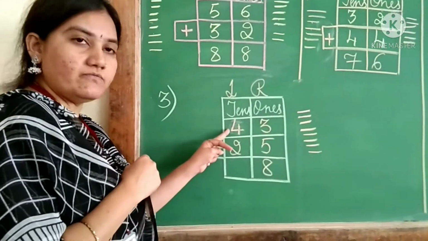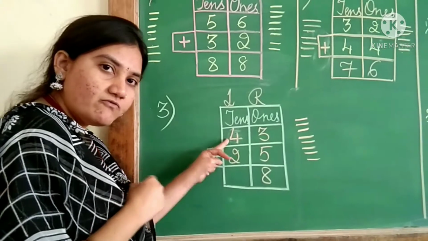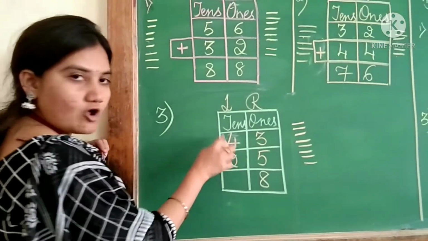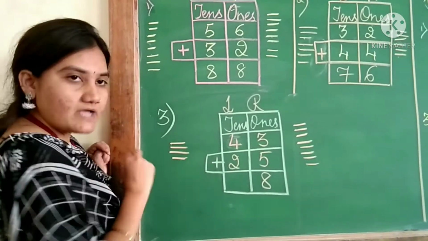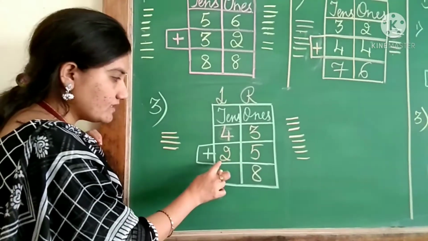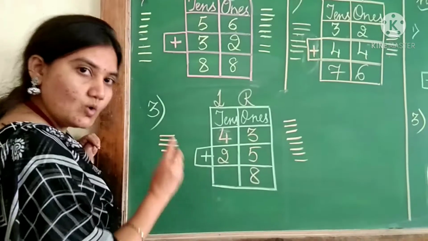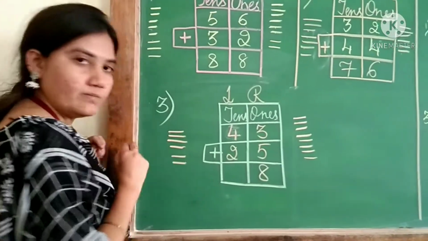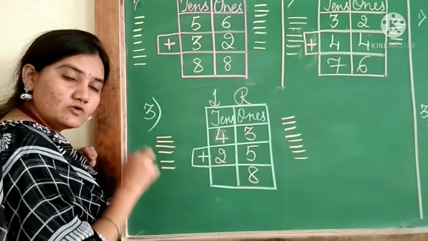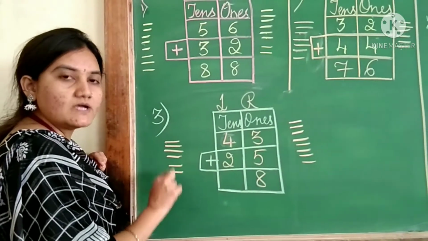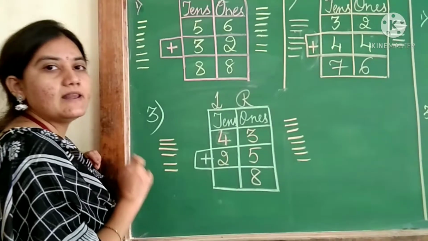What is the first number, children, here? 4. Let us draw the 4 lines. See, 1, 2, 3, 4 lines I have drawn, isn't it? Then next, what is the second number? 2. See, 1, 2. Correct lines I have drawn, isn't it? Like this only you should follow, children. Follow the method by drawing the lines.